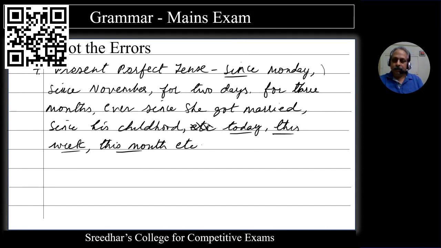But all these, if you take since Monday, since November, for 2 days, for 3 months, ever since she got married, this is a clause that goes into the past. And since his childhood, this is a phrase that goes into the past. But if you don't use since, in his childhood, you should use past tense. Since his childhood, you have to use present perfect. That you should remember.